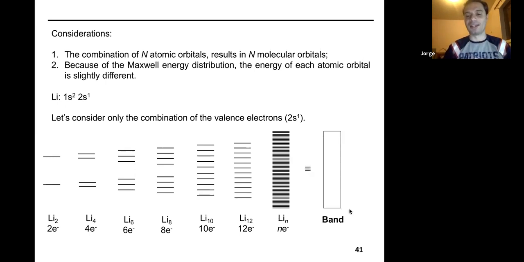And that's represented as a band, okay? So a band is a result of the combination of n atomic orbitals in the solid state material, okay? So inside the band, we have all the molecular orbitals stacked here, and the gap between the orbitals is virtually zero. And that's how we are going to represent the molecular orbitals for a solid state compound. Okay, make sure you understood that. And let's move on.